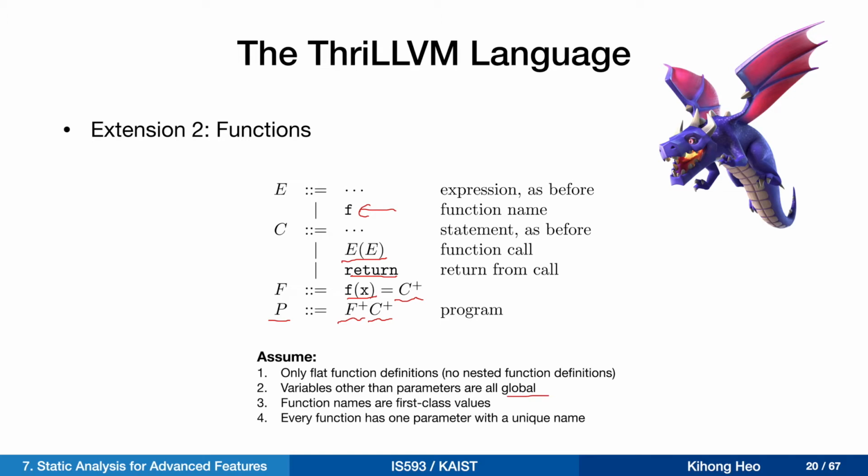Also, function names are first class values, which means that a function can be called using different aliases or through different expression evaluation, as you can see here. This E rather than just function name. And last, every function has one parameter with a unique name.